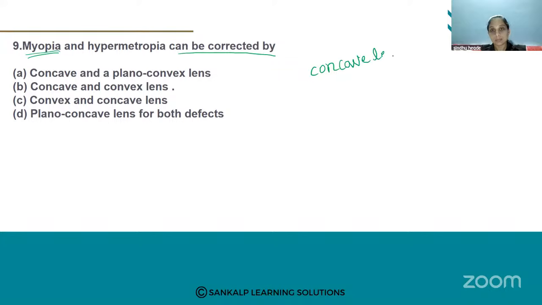Concave lens. See, this lens helps to correct the problem of myopia.